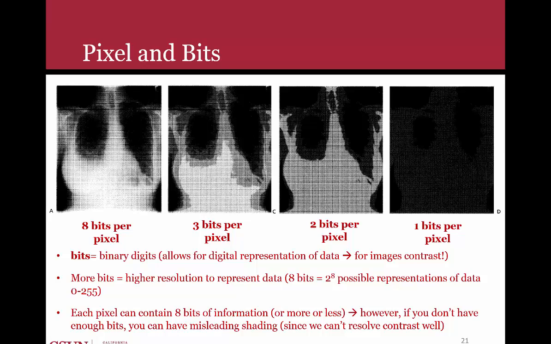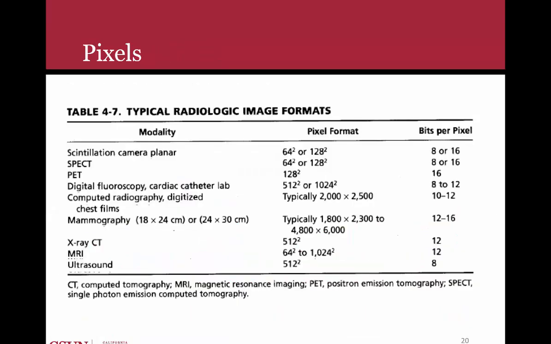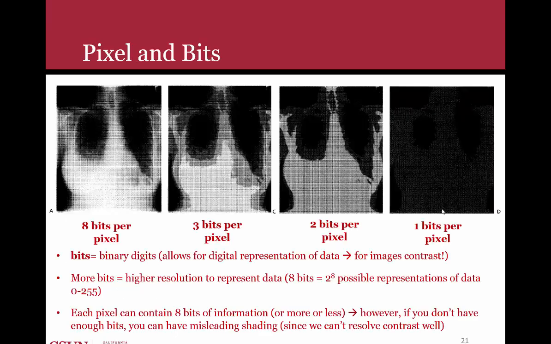Okay. One thing I forgot to mention is the amount of data that's produced by each pixel. For MRI, you have 12 bits of data per pixel. For mammography, it's also on the order of 12 to 16, so more information per pixel. This is all talking about how much information is encoded in each pixel. Here you have a comparison of different images with different numbers of bits per pixel.